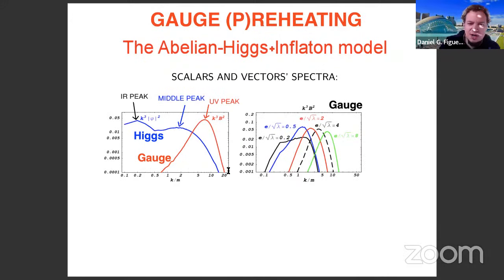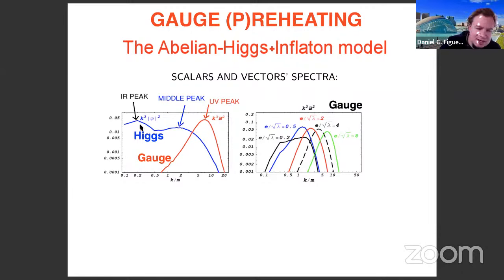Right, so here I'm showing you now the matter spectra of a scalar degrees of freedom of the Higgs in particular, and vectors, meaning the gauge fields. So, for instance, here we see that the Higgs has a middle peak. This is the spectrum of the Higgs, just Higgs squared times some power of momentum, has a middle peak. This has to do with the tachyonic instability. So the location of this peak has to do with its tachyonic mass.